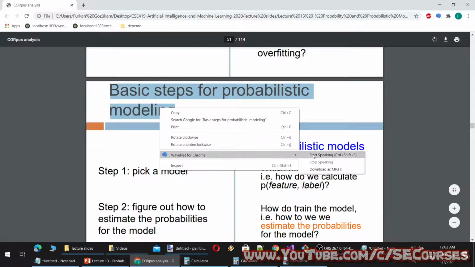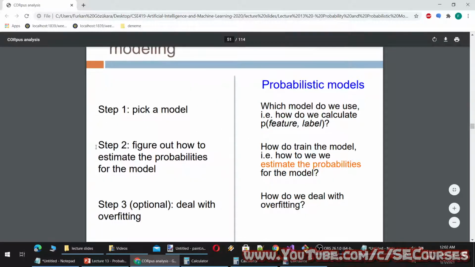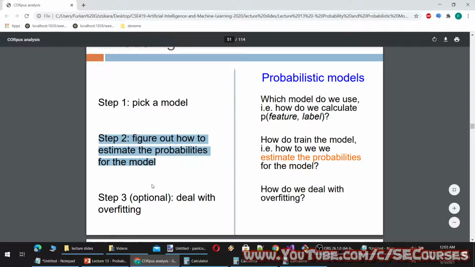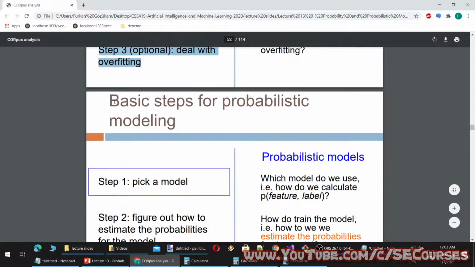Basic steps for probabilistic modeling. Step 1. Pick a model. Step 2. Figure out how to estimate the probabilities for the model. Step 3. Optional. Deal with overfitting.